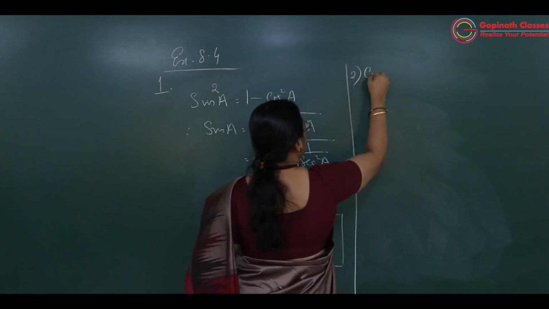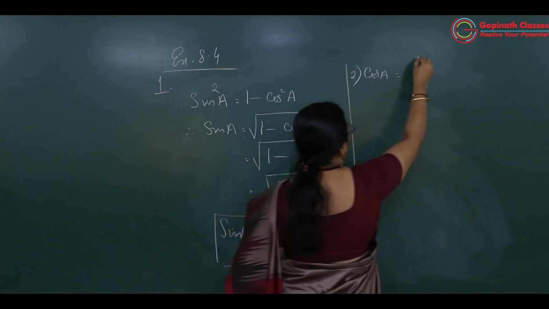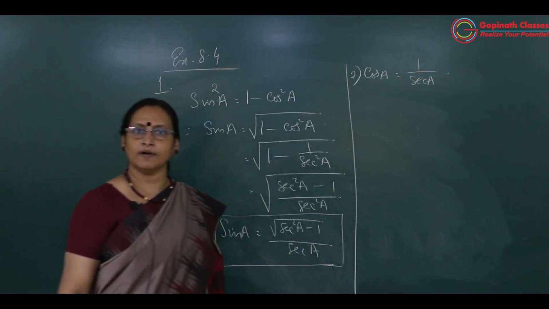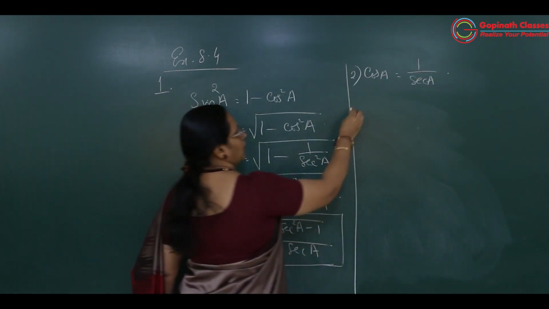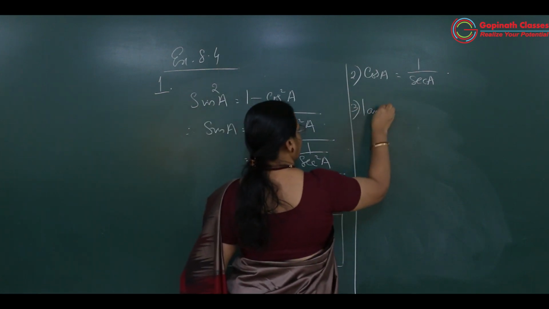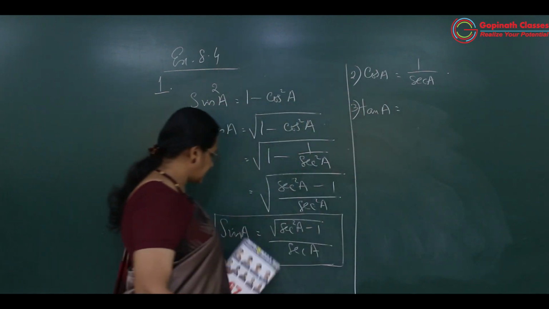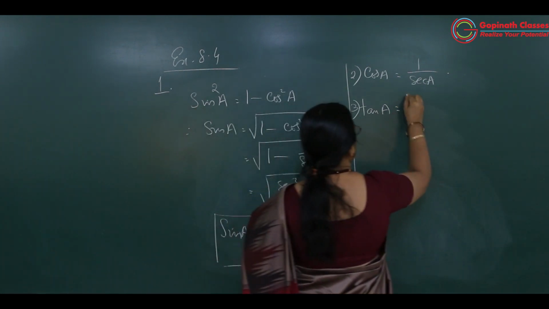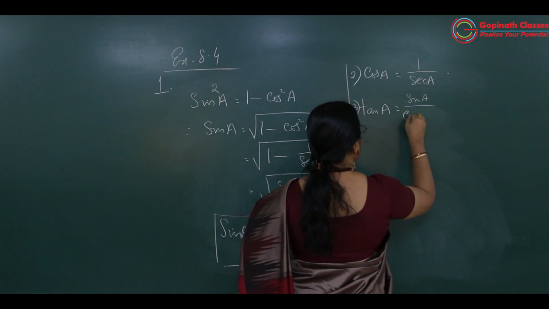Cos A is nothing but the reciprocal of sec A. So, I can write 1 by cos A. Cos A is 1 upon sec A. Now, we know the third one, tan A is nothing but sin A upon cos A. So, if you divide this, tan A is sin A upon cos A.